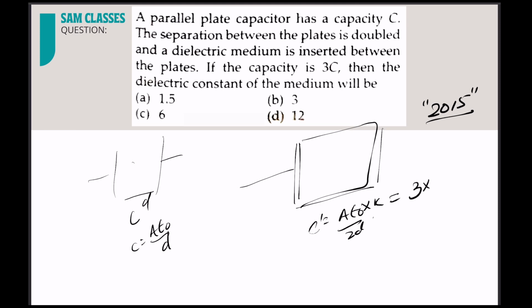Now they're telling that this new capacity becomes 3 times the original. So 3 times the original is A epsilon naught by D. So epsilon naught goes, D goes, A goes. So what will I have? K is equal to 3 into 2, so that is equal to 6. So see, is any question difficult, students? Understand, all the questions are very simple.